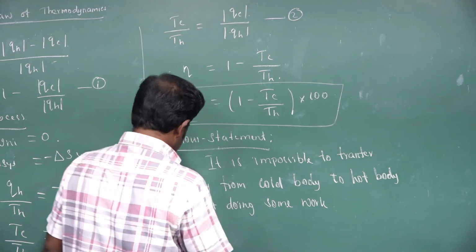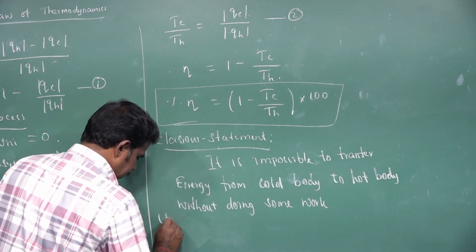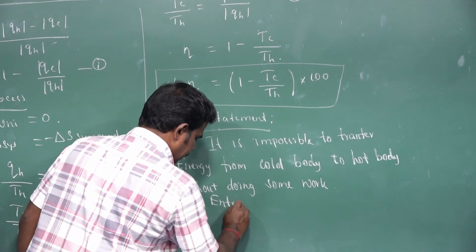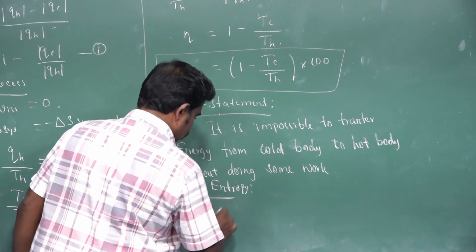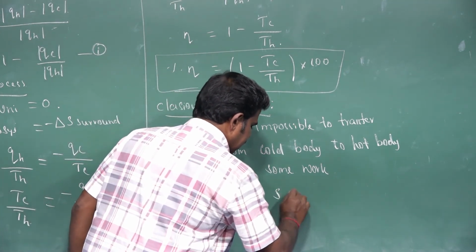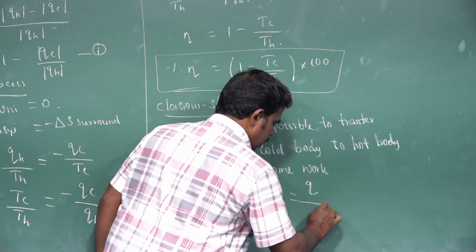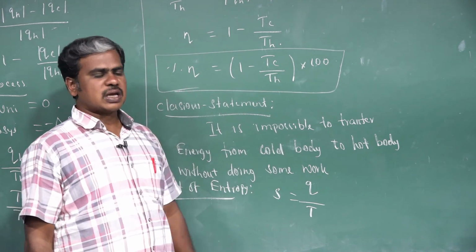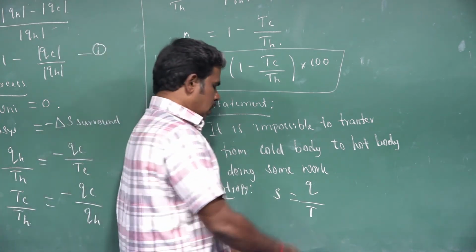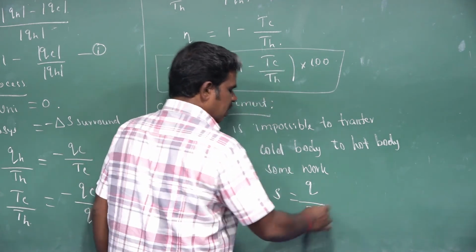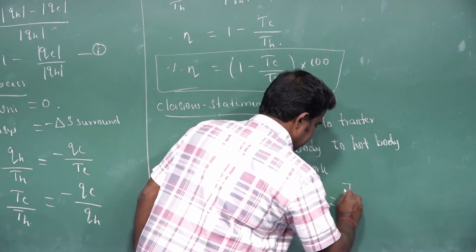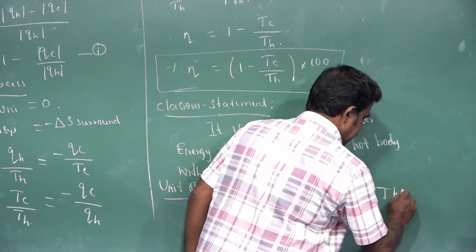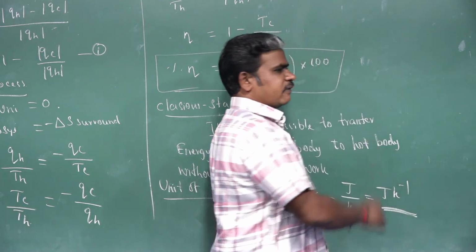Now we are taking the unit of entropy. What is the unit of entropy? Entropy is nothing but delta S, which is nothing but Q by T. What is Q? Amount of heat. The SI unit is joule or kilojoule, and temperature in Kelvin. So here it is joule by Kelvin, or joule Kelvin inverse, or kilojoule Kelvin inverse.